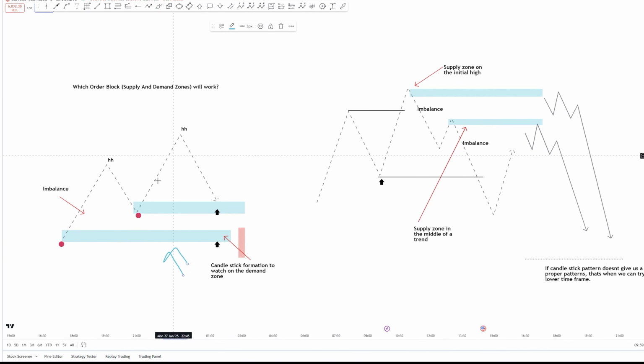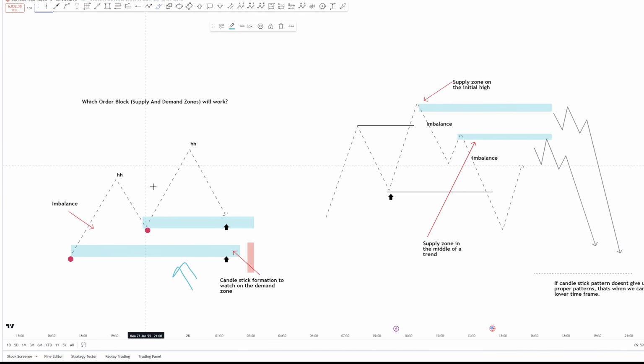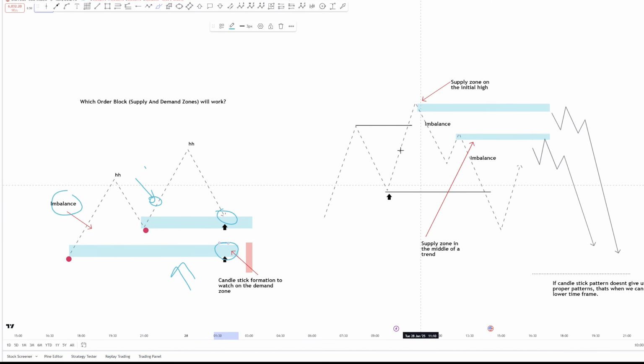And sometimes we can have another imbalance here. An imbalance is just a fair value gap, guys. If we have an imbalance here, we have to consider the price action that is going to be printed here. And also what I like to do is that if we have an imbalance right here and then we have a low, I will wait for the market to at least break this low before the market can move to the upside.